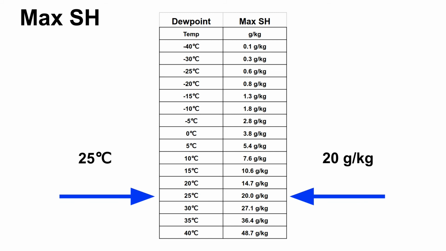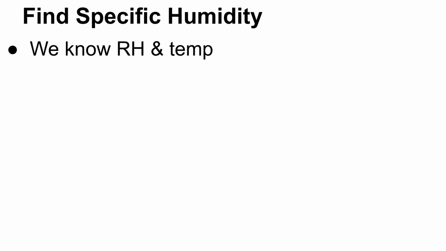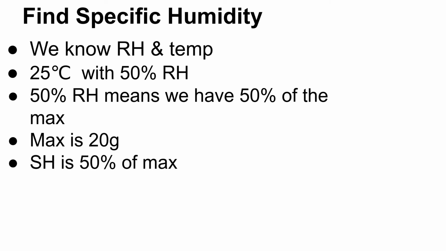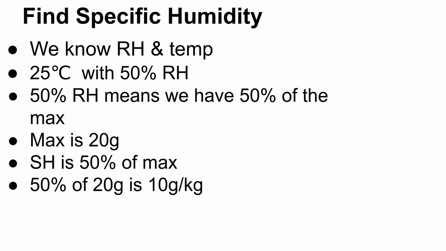So at 25 Celsius, the max is 20. We know the relative humidity and the temperature. It's 25 Celsius with 50%. 50% relative humidity means that we have 50% of the maximum. The maximum is 20 grams. Specific humidity is 50% of that. So 50% of 20 grams is 10 grams per kilogram.